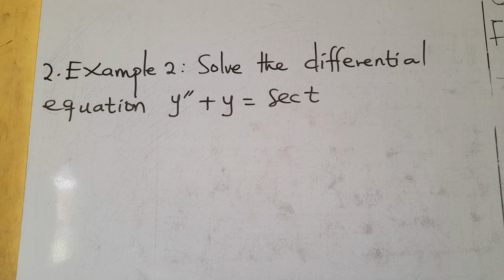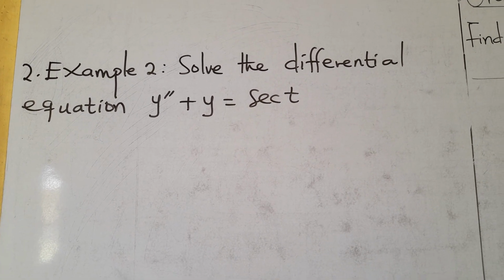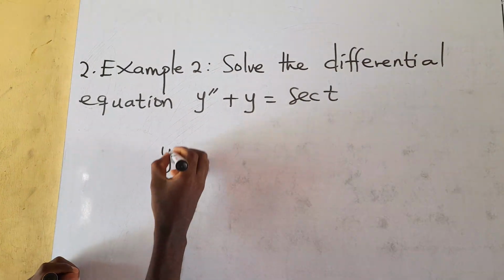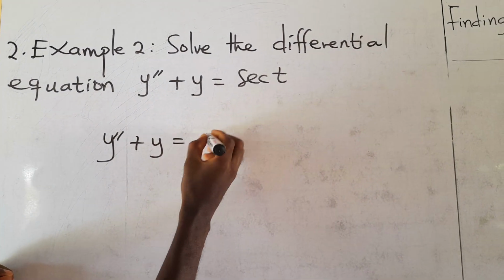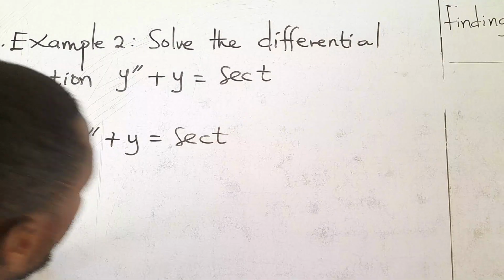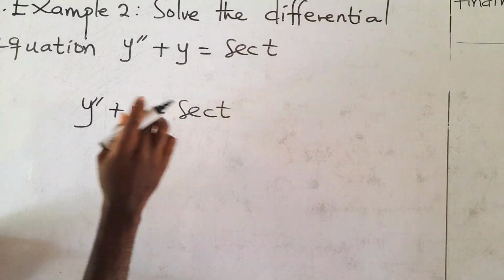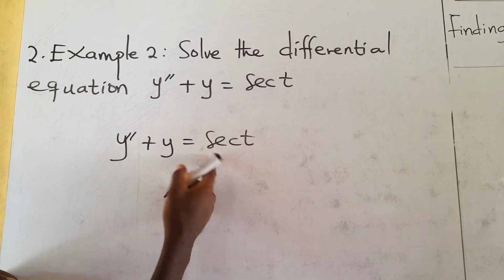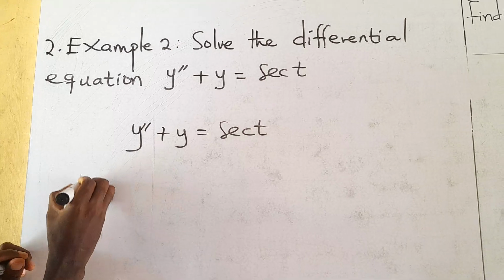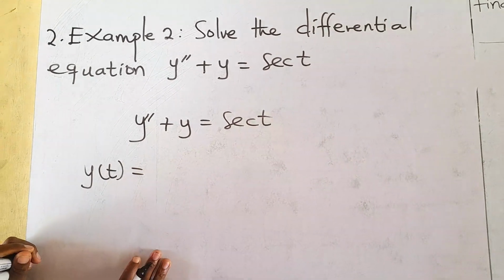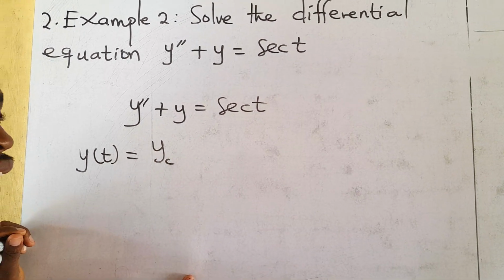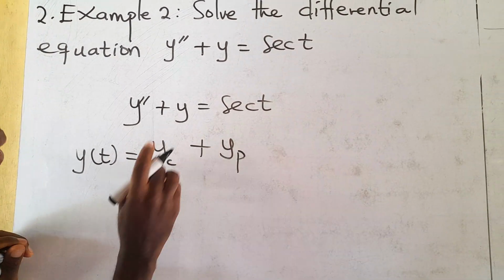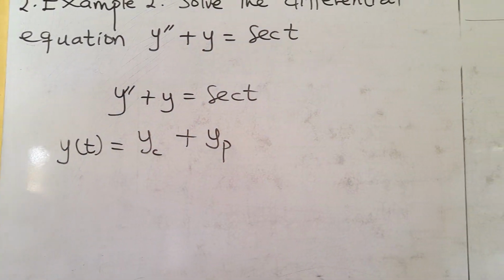So the question says, solve the differential equation y prime prime plus y is equal to sec t. So remember, we said that when we are faced with a non-homogeneous higher order ordinary differential equation, thus the g of t is not equal to 0. In this case, it's sec t. So the general solution to this differential equation will be equal to the solution to the homogeneous side, the complementary solution, plus the solution to the non-homogeneous side.